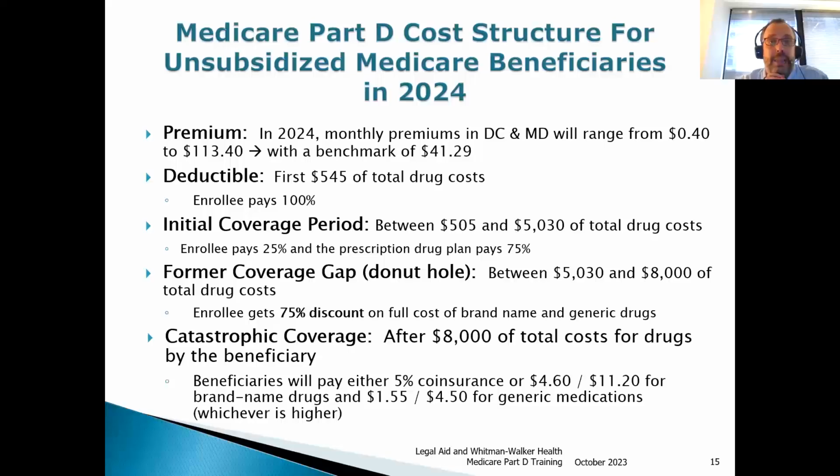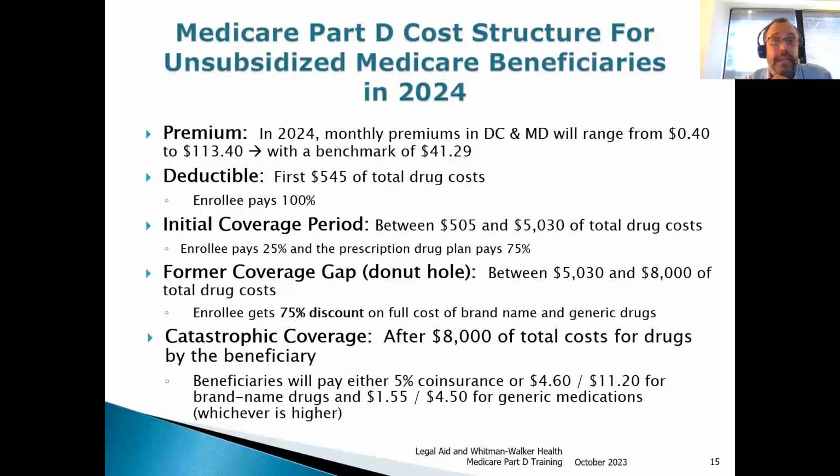So this is just an overview of all of the different costs associated with Part D coverage for Medicare Part D enrollees who do not receive extra help. First, there is a premium for every Medicare Part D drug plan. In 2024, in DC, those will range from a minimum of 40 cents per month to a maximum of $113.40 per month. There will be a benchmark of $41.29.